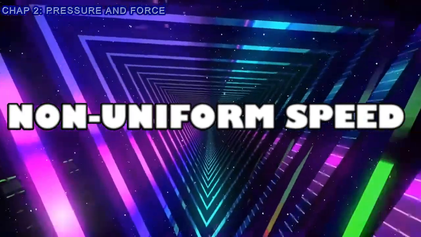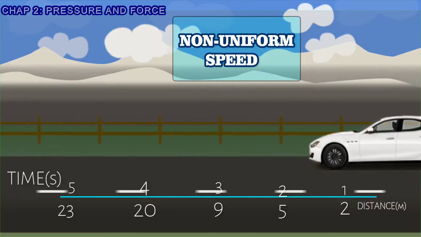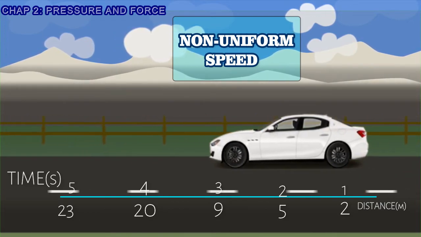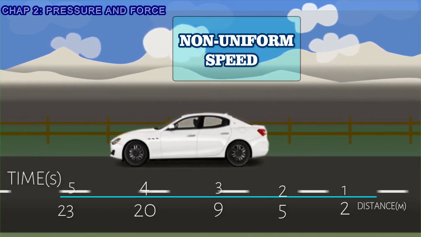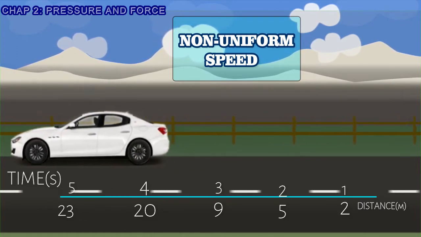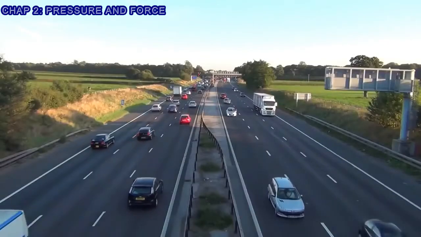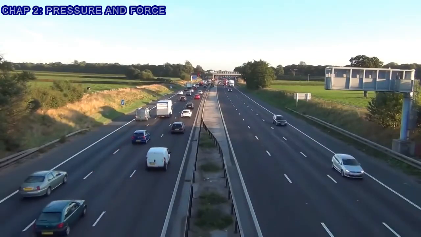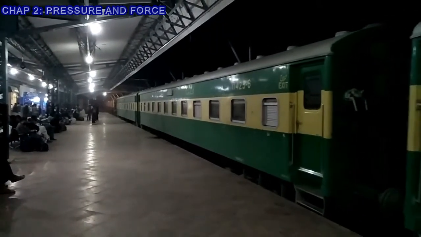Non-uniform speed or variable speed. As the name suggests, the speed of a body is said to be non-uniform if it covers unequal distances in equal intervals of time or vice versa. Here, the car is traveling unequal distances every second. So the other examples are a car moving in a busy marketplace, a train pulling out of a station.